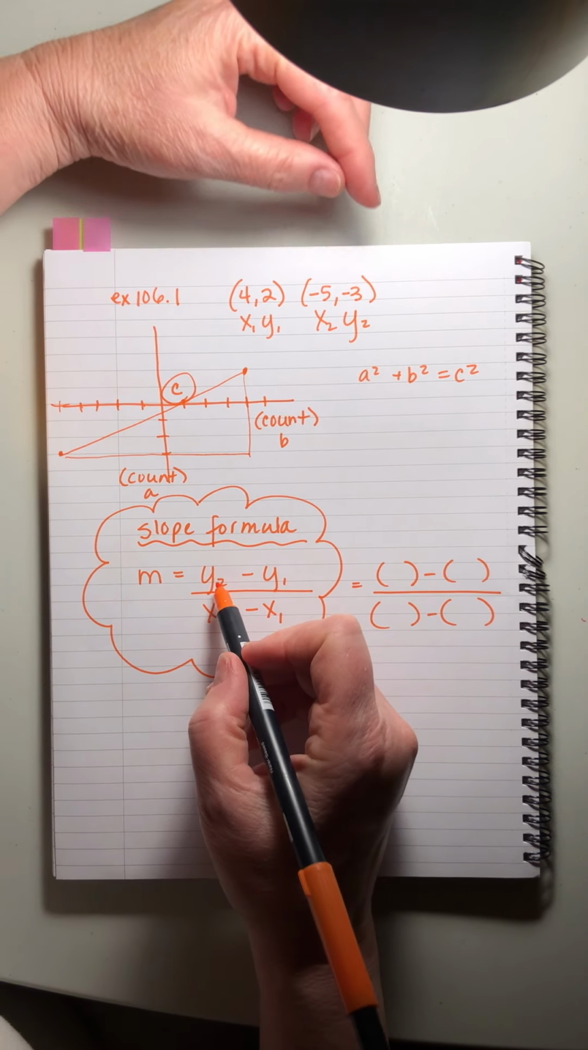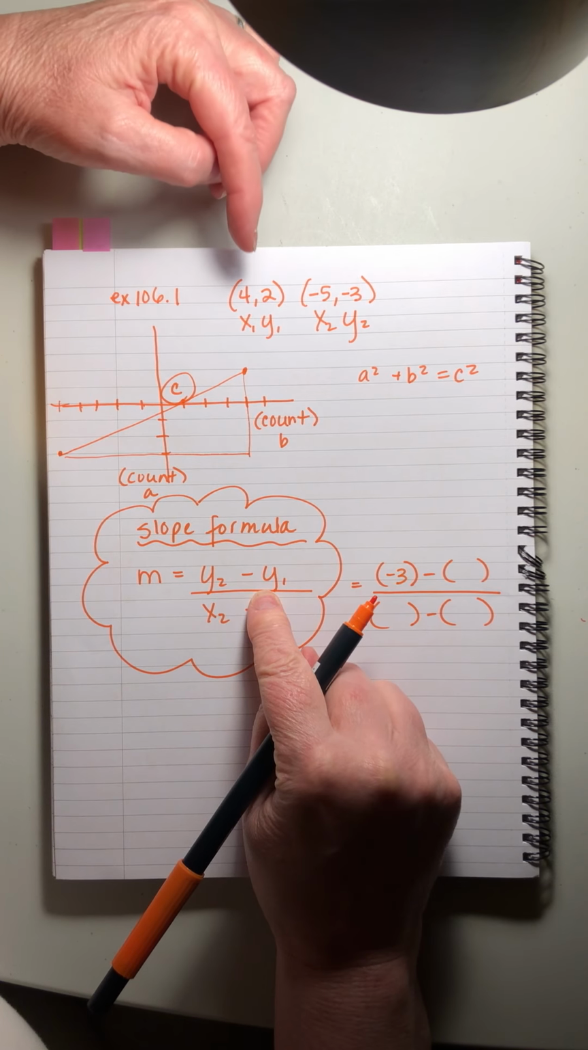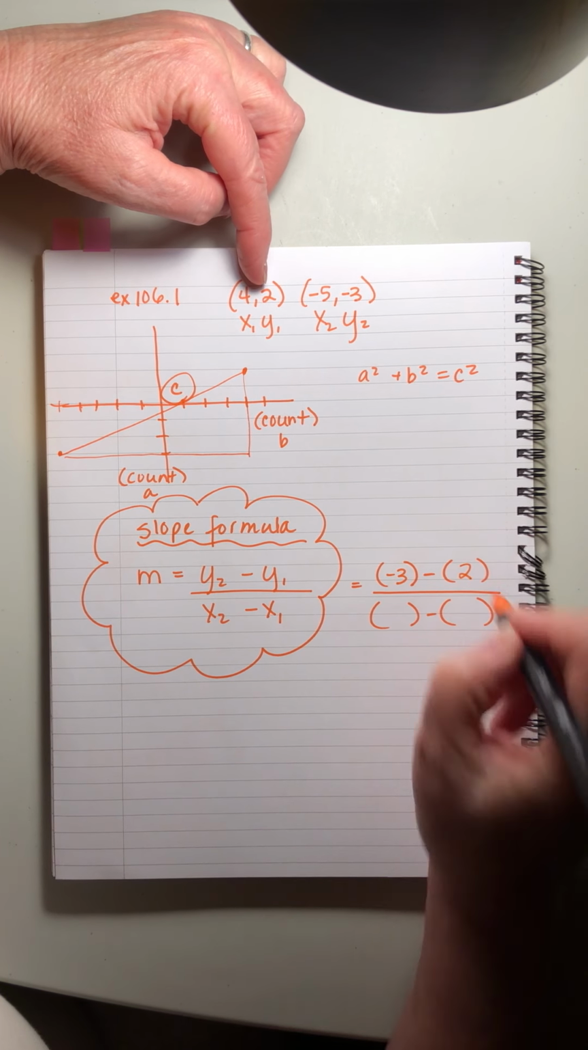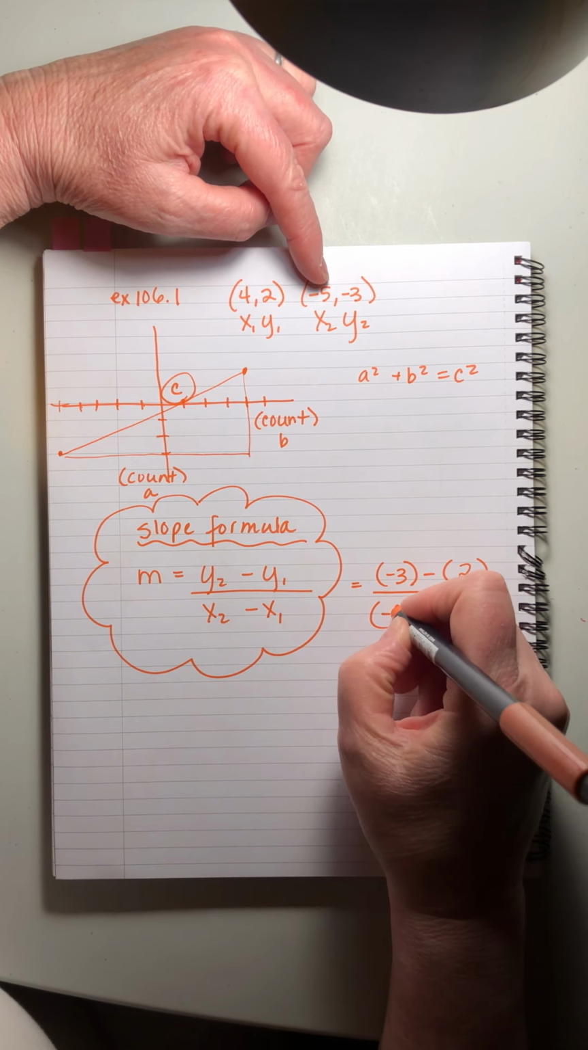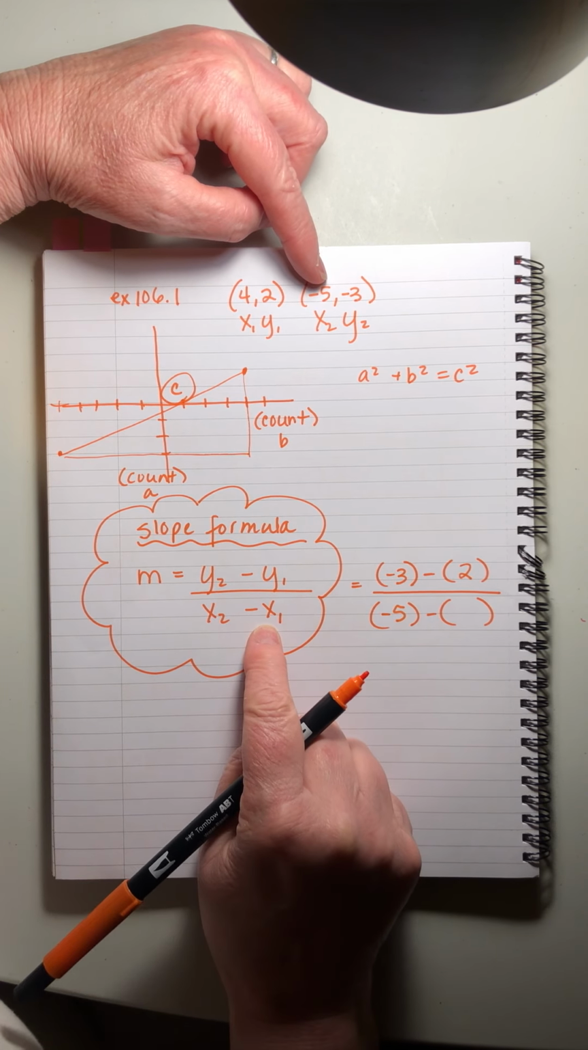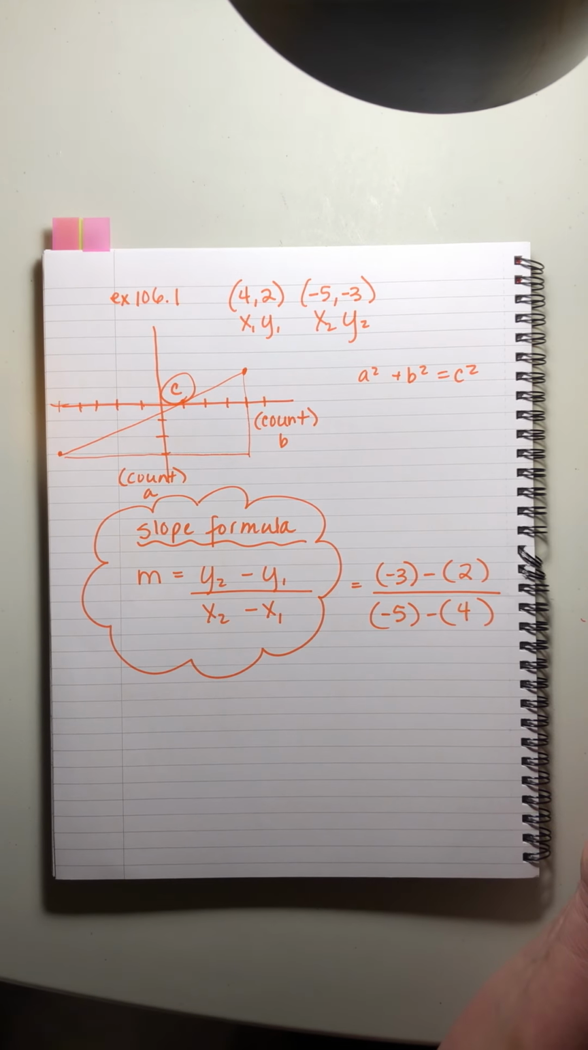Okay, so first I need Y2. That's -3. Then I need Y1, which is 2. Then I need X2, -5, and then I need X1, 4, okay? It takes a little bit of concentration. It's really easy to screw that up, and you'd be surprised how many times students just get sloppy.